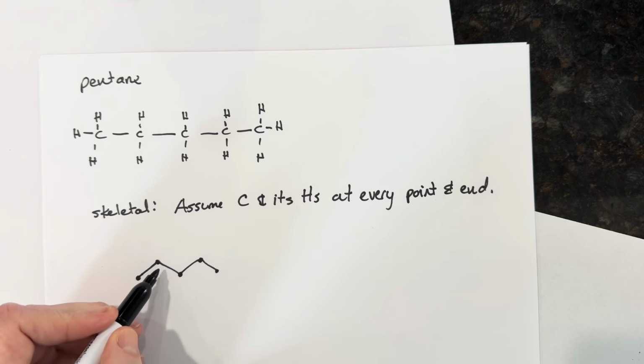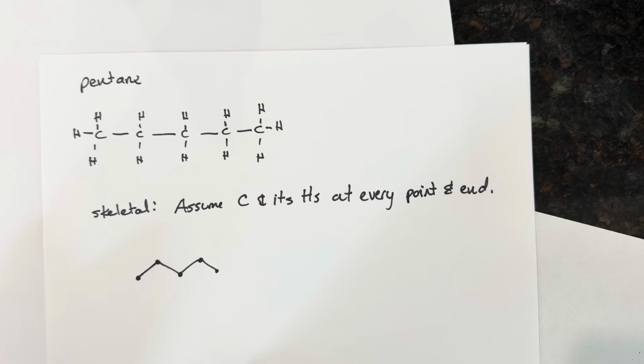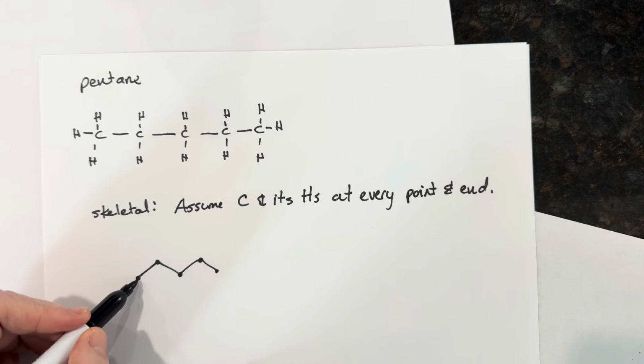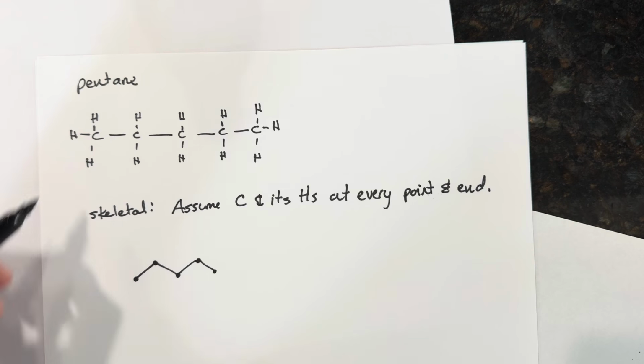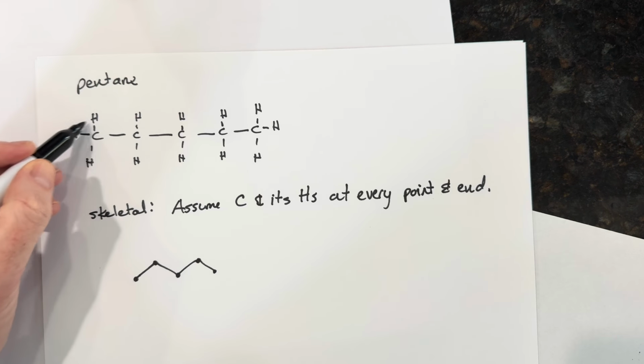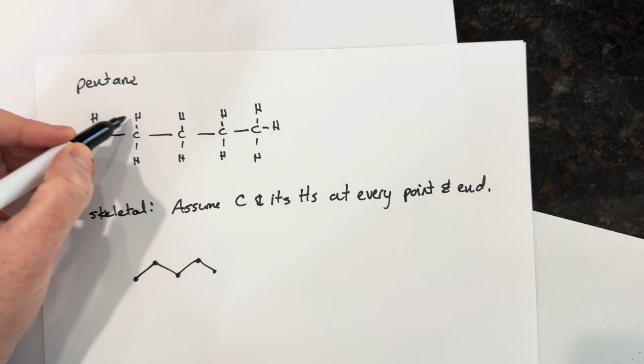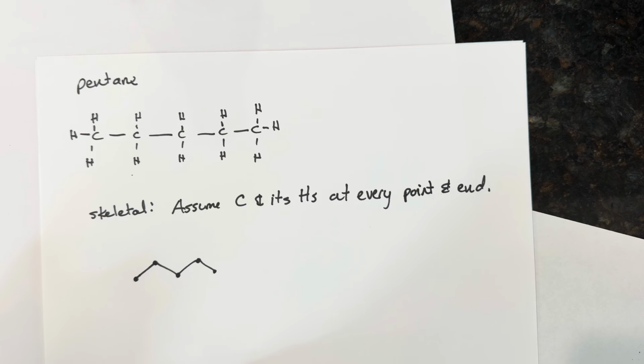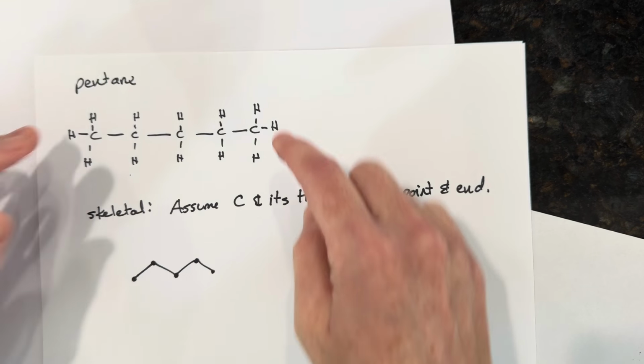If it had been a double bond, I would have drawn 2 there, for example. Okay, and then again, it represents its respective number of hydrogens. So this carbon has 1, 2, 3 hydrogens, this carbon has 1, 2, etc. So this would be the skeletal structure for this.